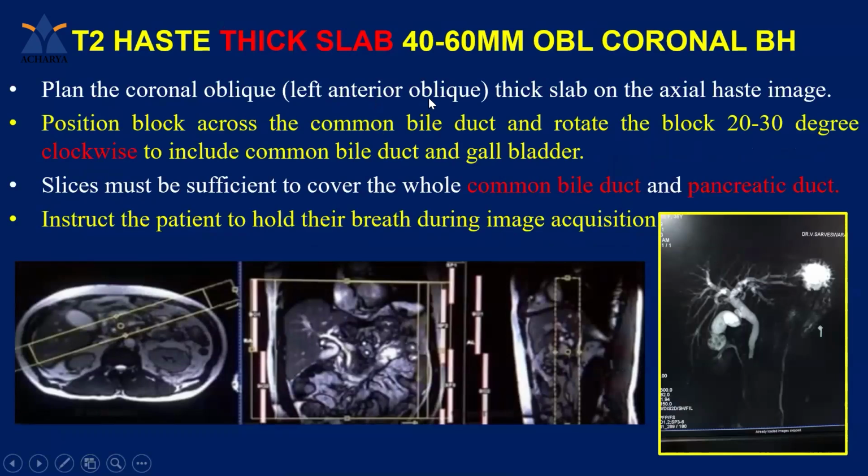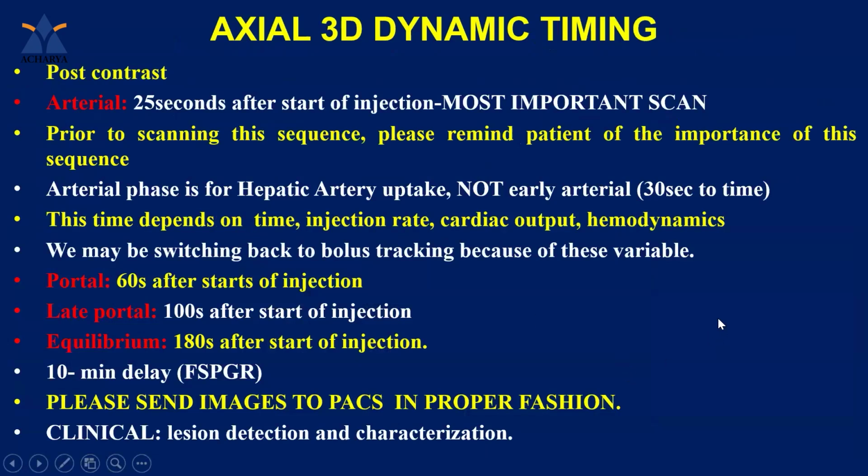Plan the coronal images, left anterior oblique, with the thick slab on the axial HASTE image. Position the block across the common bile duct and rotate the block 20 to 30 degrees clockwise to include the common bile duct and gallbladder. Slices must be sufficient to cover the whole common bile duct and pancreatic duct, and instruct the patient to hold their breath during the image acquisition. Then we will get these images. We can do multiple angulations in your department, depending on the requirement.